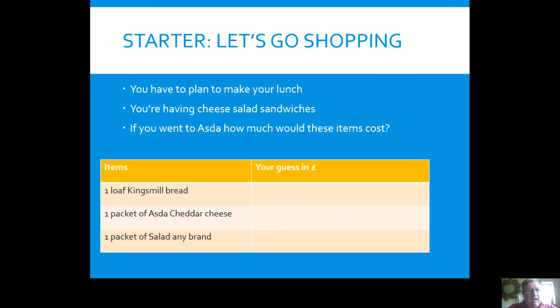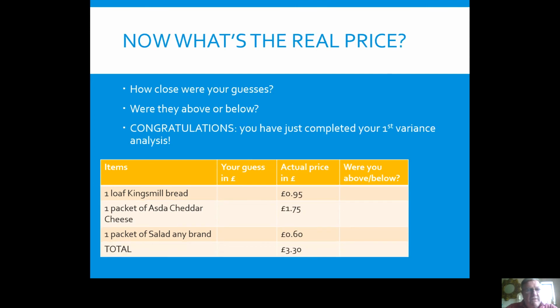Right, hopefully you've completed that. So let's look at the real costs. How close were your guesses? Were you above or were you below? Write me another table. This time I want 5 rows and 4 columns. The items of shopping again, your guess in pounds, the actual price, and write down whether you're above or below. Then add up all the figures and give me a total.